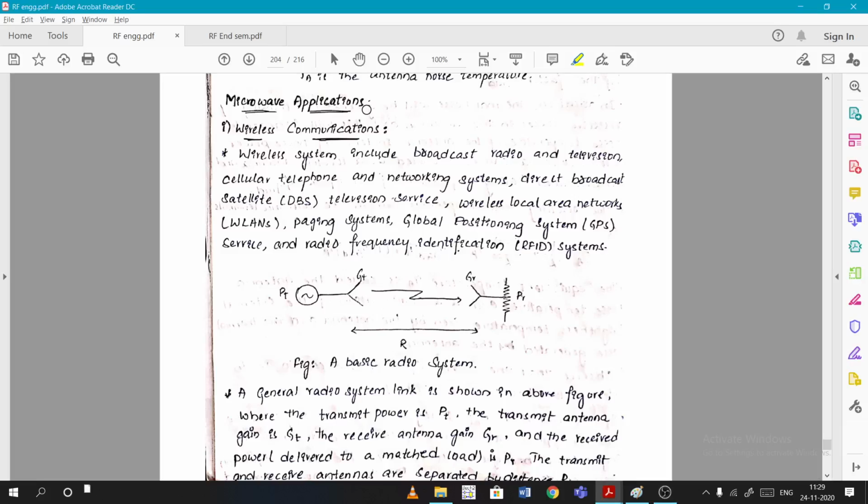Today let's see what microwave applications are. Let's go with wireless communication. Wireless communication is one of the microwave applications, where wireless systems include broadcast radio and television, cellular telephone and network systems, direct broadcast satellite (DBS) television services, wireless local area networks (WLAN), paging systems, global positioning system (GPS) service, and radio frequency identification (RFID).